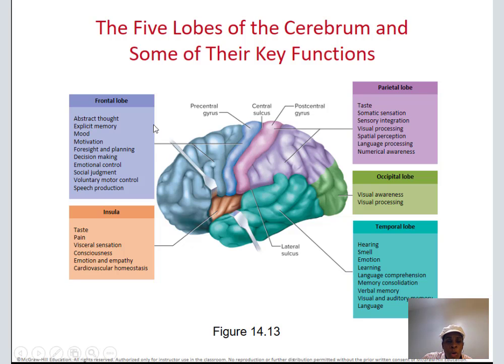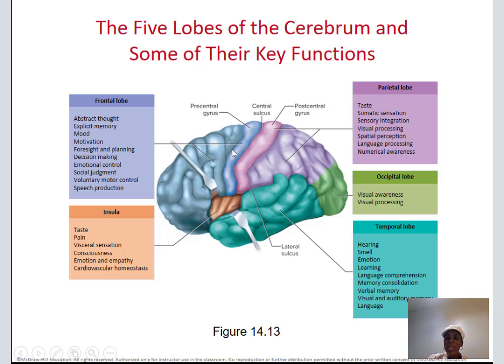Let's talk about the 5 lobes and their function here. You see, for example, the frontal lobe in the front: abstract thought, explicit memory, emotional control. You see that here. Now, it's kind of logical because the central sulcus divides the cerebrum into precentral gyrus here and postcentral. So anything forward, like rostral to precentral gyrus, think about when we talk about the spinal cord.